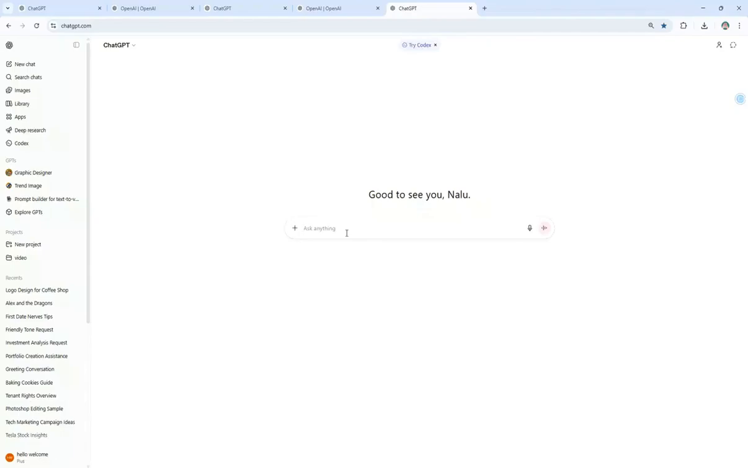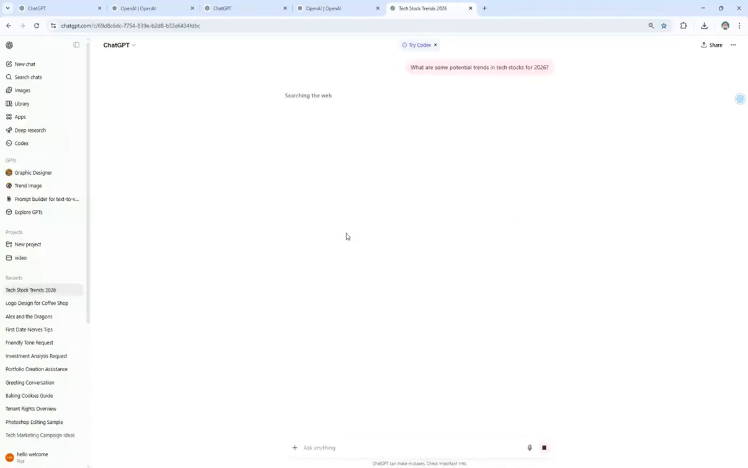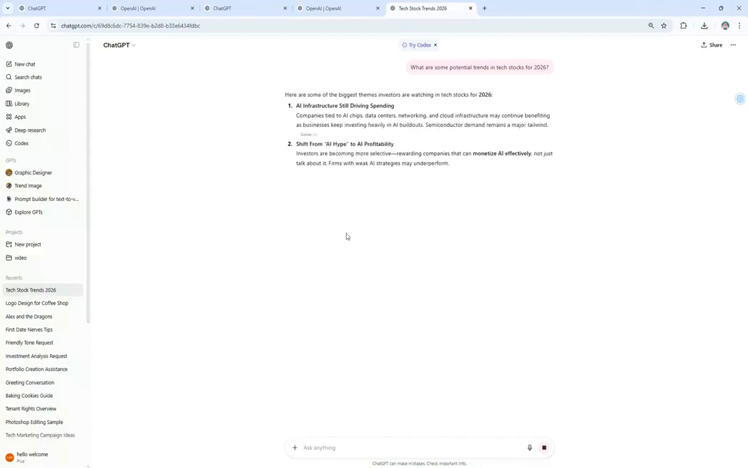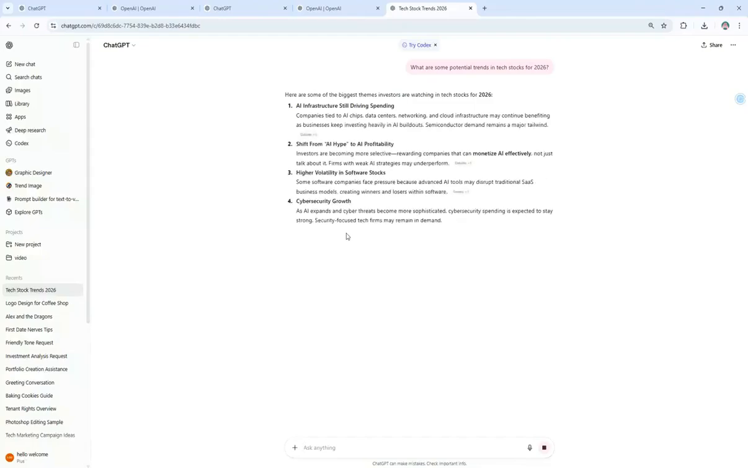Remember, ChatGPT is a language model, so it won't provide real-time data but can offer insights based on historical and theoretical knowledge. For instance, if you're interested in tech stocks, you can type, "What are some potential trends in tech stocks for 2026?" ChatGPT will generate a detailed response based on available data up to 2023. It's a great way to gather information and perspectives to aid in your trading decisions.